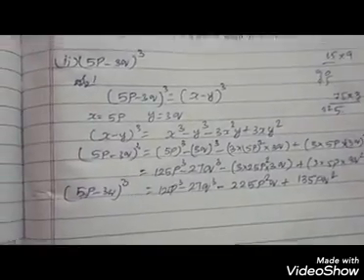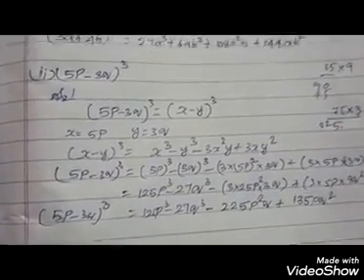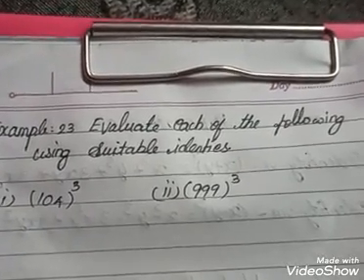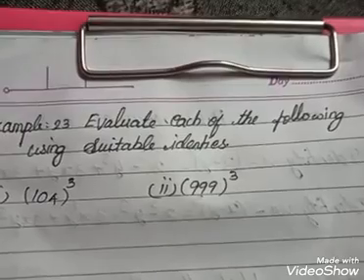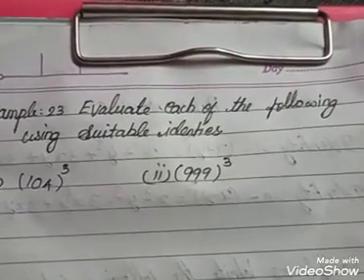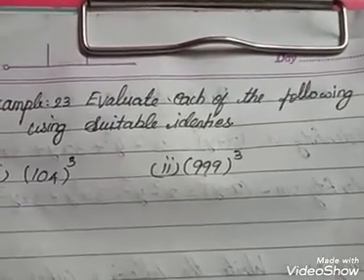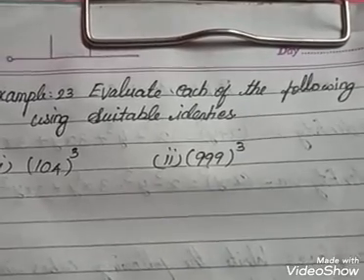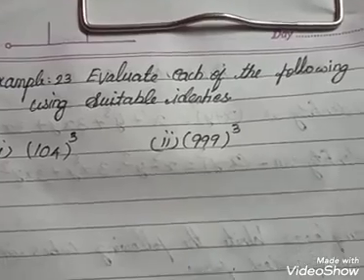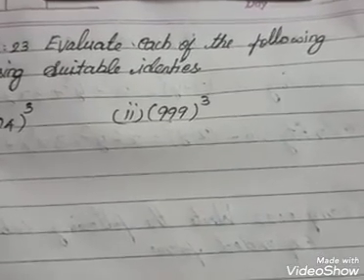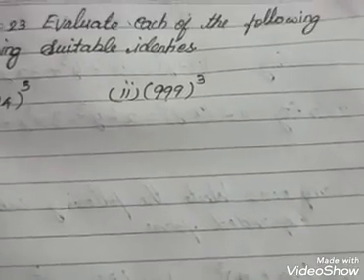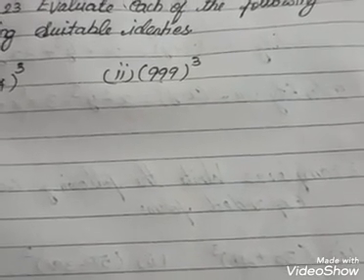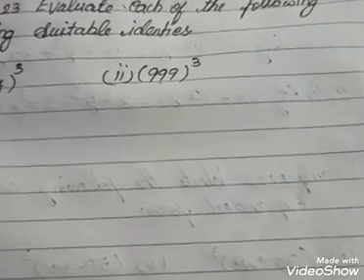So next we move on to example number 23. Example number 23: evaluate each of the following using suitable identities: 104 cube and 999 the whole cube. So how is it possible? You know x plus y and x minus y, but how is it possible to find this one? You have to expand the value. Already you know the expansion. So 1 into 100, 0 into 10, 4 into 1. This is one of the expansions.